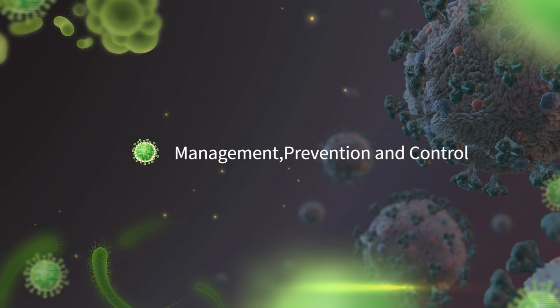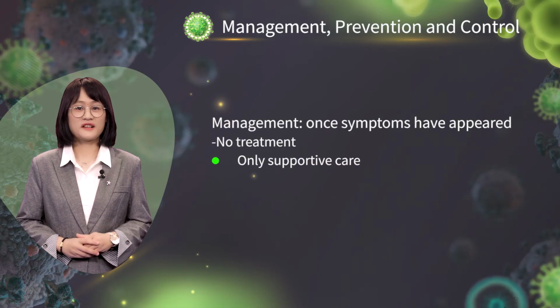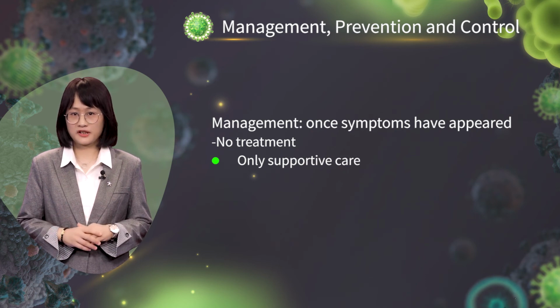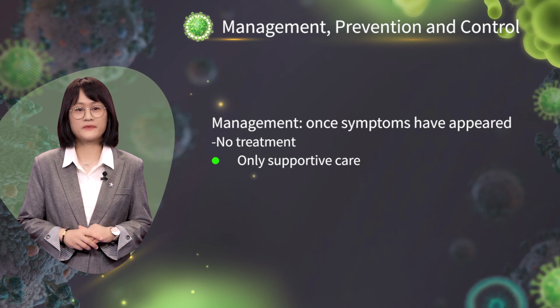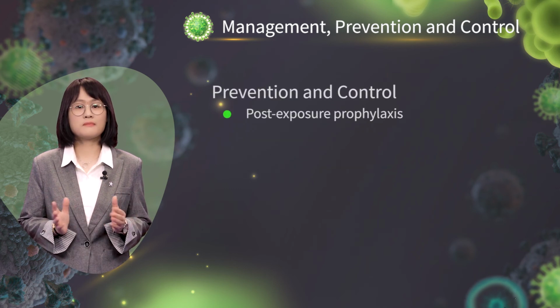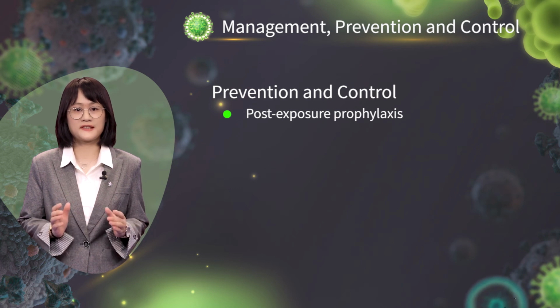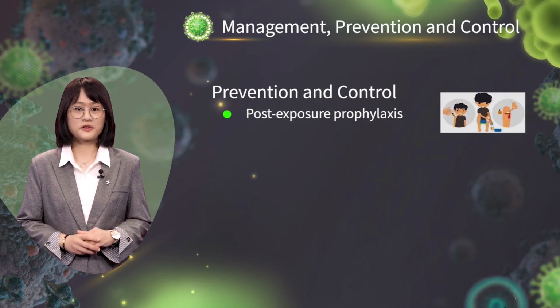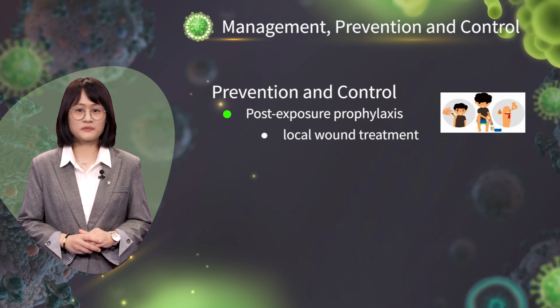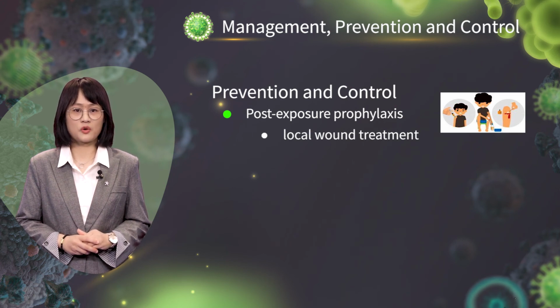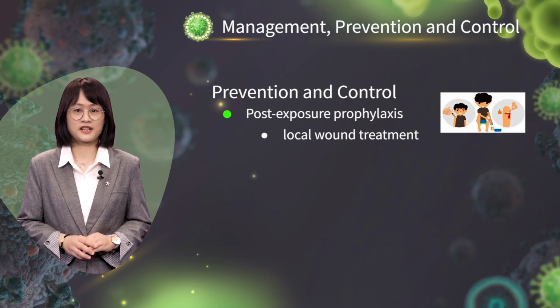How do we deal with rabies infection? Actually, once the symptoms have appeared, there's no treatment, only supportive care can be given. So, preventive measures are of paramount importance to stop the disease. 1. The first measure is local treatment of the wound. The wound should be washed immediately with soap and water or disinfectant.